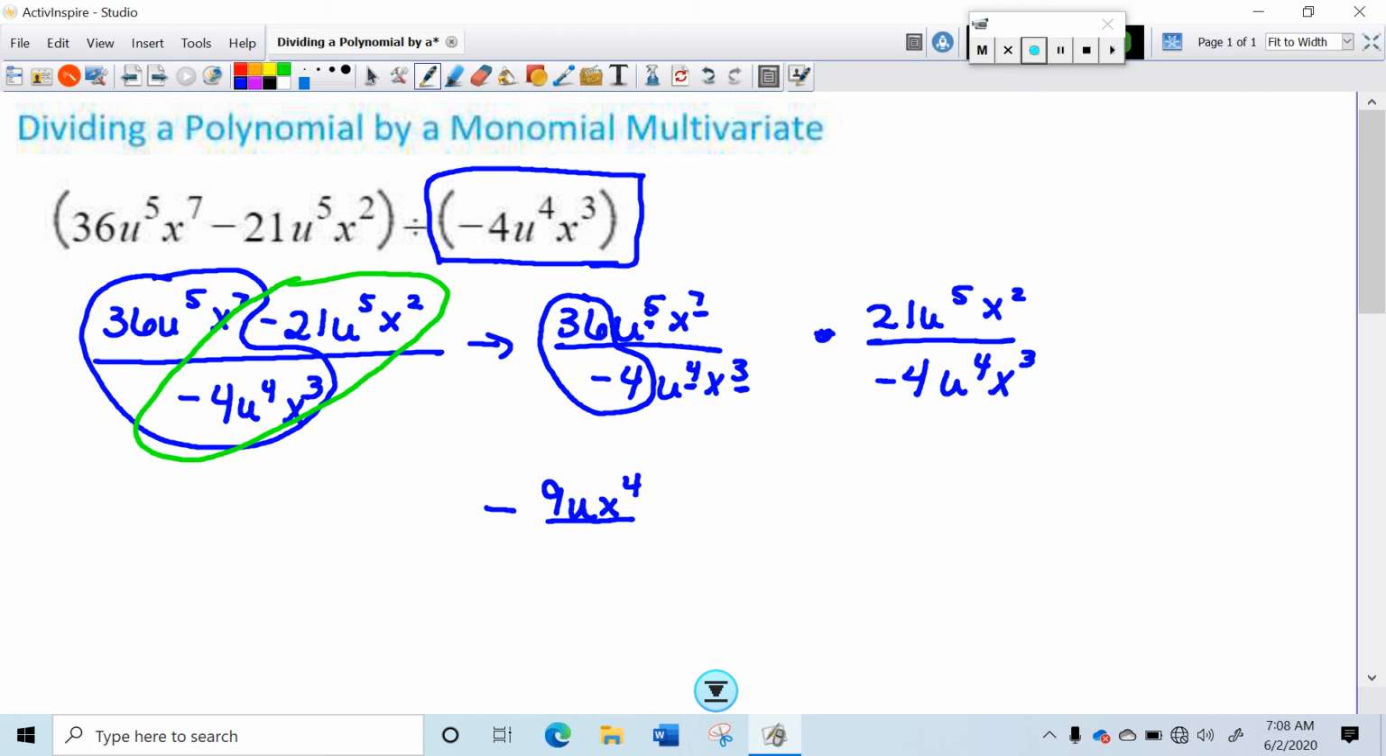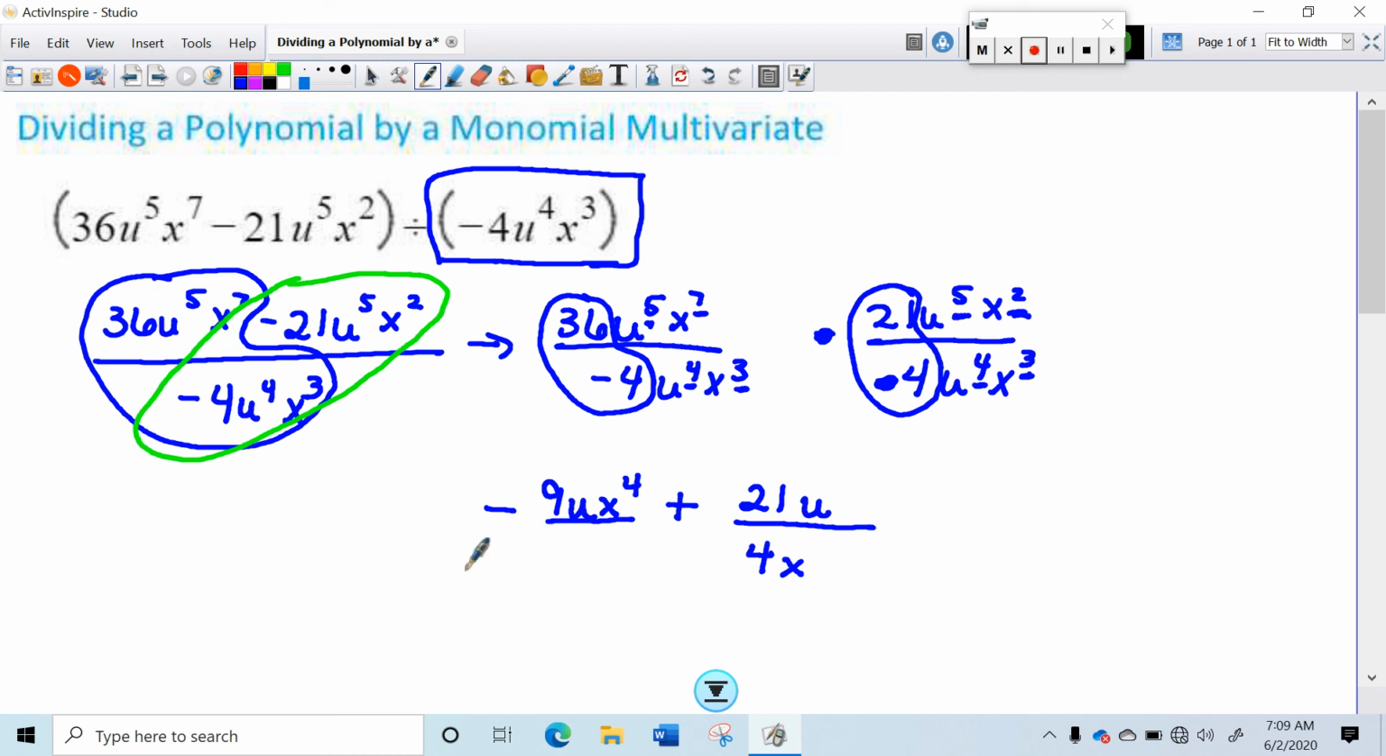On this next one, the negative on the top cancels with the negative on the bottom, so it's going to be a positive. And then 21 over 4 doesn't have anything that you can simplify, so just leave it 21 over 4. For my u's, the highest exponent is on the top, so you put yours on the top and then subtract. 5 take away 4 is just 1u. For my x's, the highest exponent is on the bottom, so you leave your x on the bottom. You still subtract, so the biggest minus the smallest. 3 take away 2 is just 1.